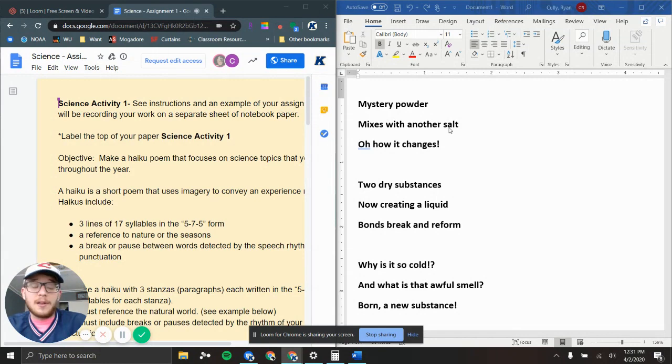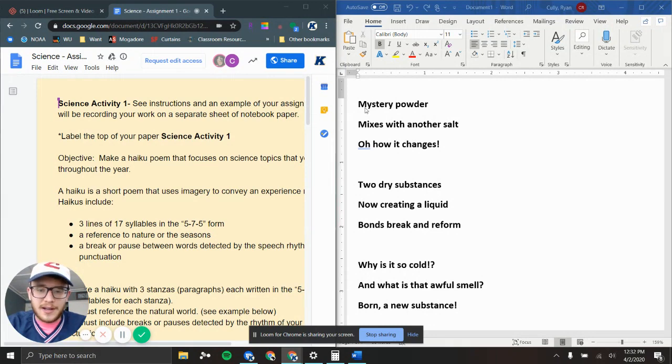If you remember, if any of you smelled it, it gave off ammonia. And then born a new substance. Okay, so basically I just broke down a chemical reaction going on, and I made it sound kind of cool. So that's a very simple haiku. Now I want to break down the syllable structure to you.